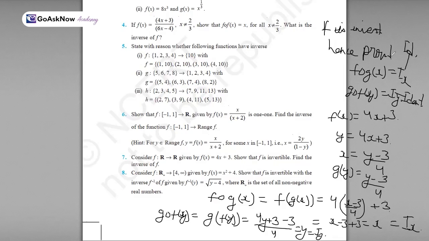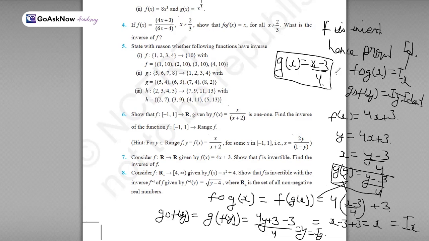So this was the seventh question. What is the inverse of f here? I have just found out that this is the function that is the inverse of f. So we can write it like this: g of y is y minus 3, or in terms of x, g(x) is equal to (x minus 3) by 4. If I find it in terms of x, it is equal to (x minus 3) by 4. So it is the inverse of f here. Seventh question we have done here.